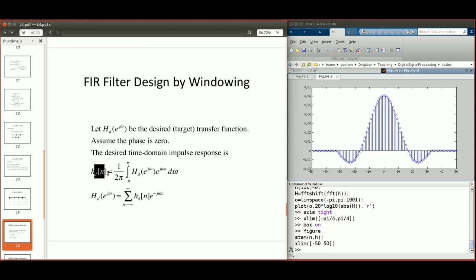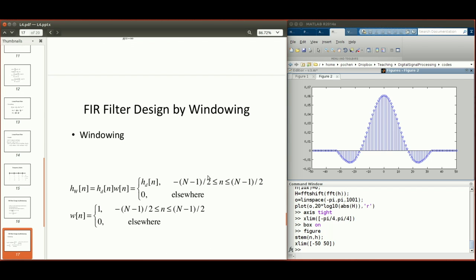Once you have it, you can also get back HD by doing a forward discrete Fourier transform. That's the forward discrete Fourier transform formula. So once we have decided on a big HD in the Fourier domain, we can compute a small HD in the time domain, and we can also get back the big HD by doing a Fourier transform of the small HD. That's the desired target transfer function.